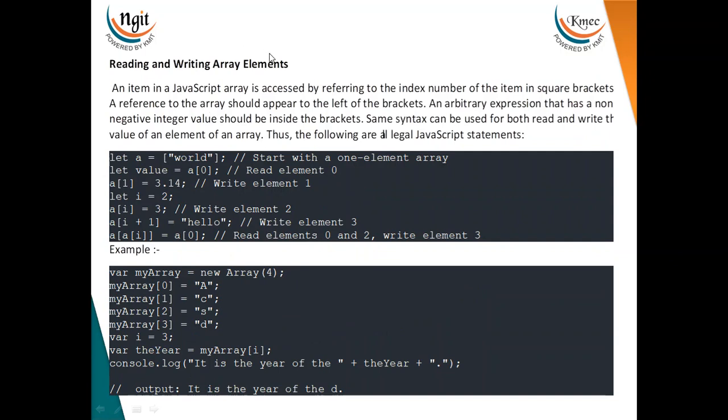Okay, and reading and writing of array elements. An array element in JavaScript is accessed by referring to the index number of an item. If you see here, a reference will be created. Let a equal ["world"]. This starts as a one-element array. Okay, let value equal a[0]. That means it reads the zeroth element into value.